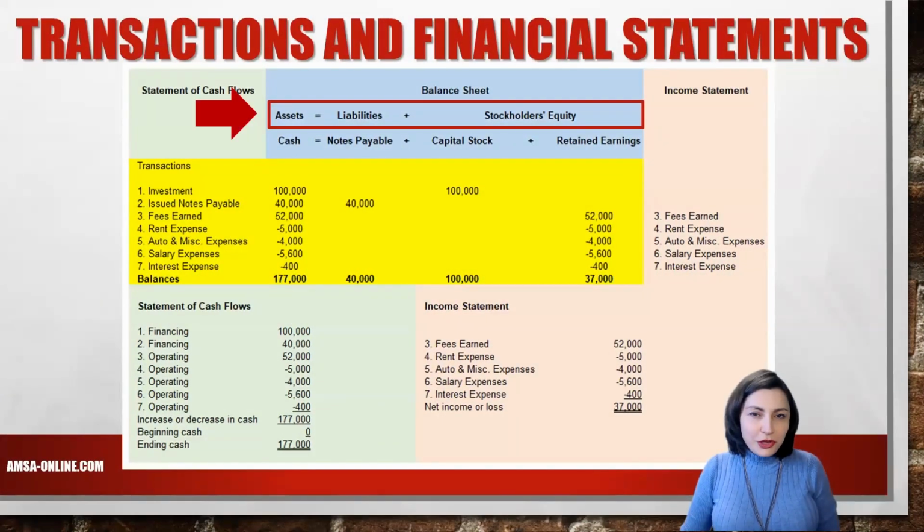The accounting equation is the basis for the framework. It is expressed as follows: assets equal liabilities plus stockholders' equity. Now let's look at expenses.